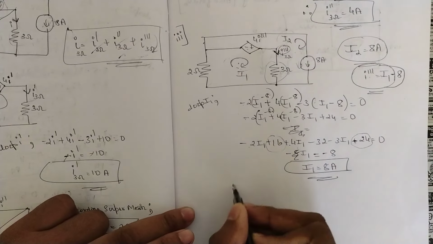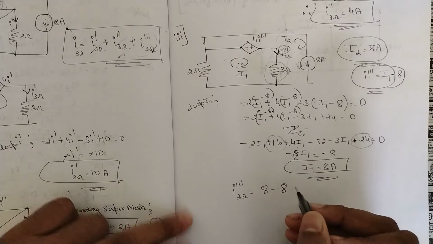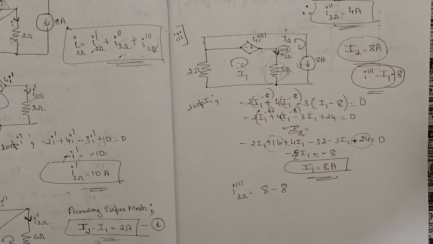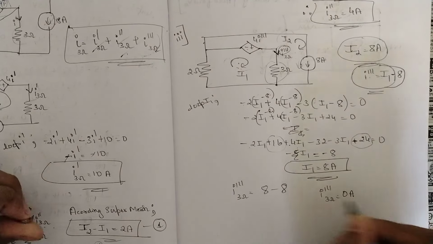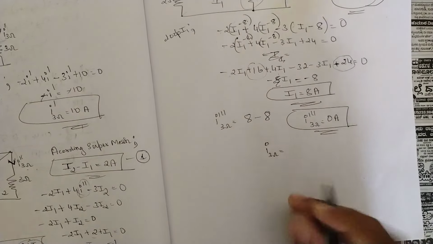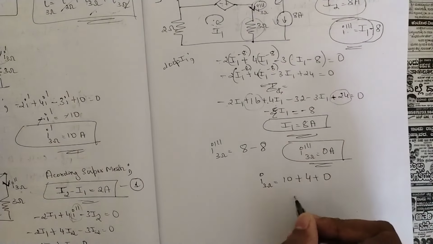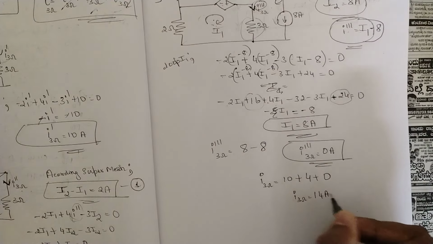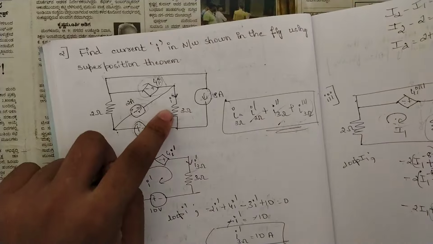Put it in this equation to find the value of I triple dash of 3 ohm. That is I1 minus 8, that is 8 minus 8. So our I triple dash of 3 ohm is equal to 0 ampere, no current. So our final equation is I of 3 ohm is equal to I dash of 3 ohm, which we got as 10 ampere, plus I double dash of 3 ohm, which we got as 4 ampere, plus 0. So finally our I of 3 ohm is equal to 14 ampere. Hope this is clear. Like this you should find the current through the 3 ohm resistance in this circuit using the superposition theorem.